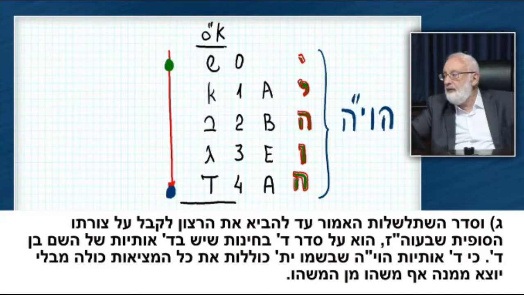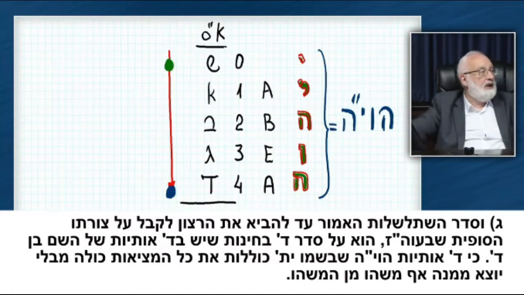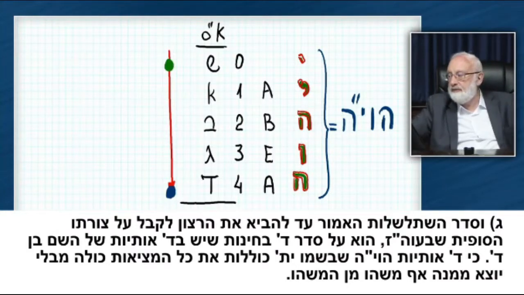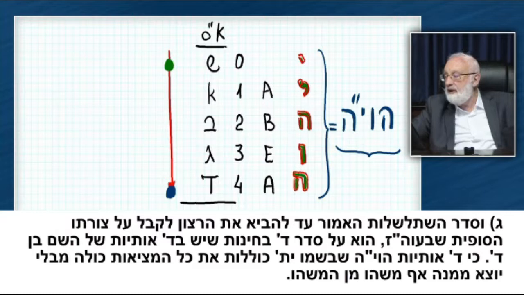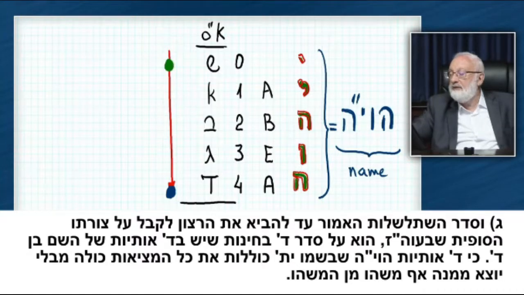Four letters altogether. That's how it's called. Because the 4 letters Havaya are called the Creator's name. Why the Creator's name? I already said, because by that we begin to recognize Him, to know Him. This is called the name of the Creator, His name.